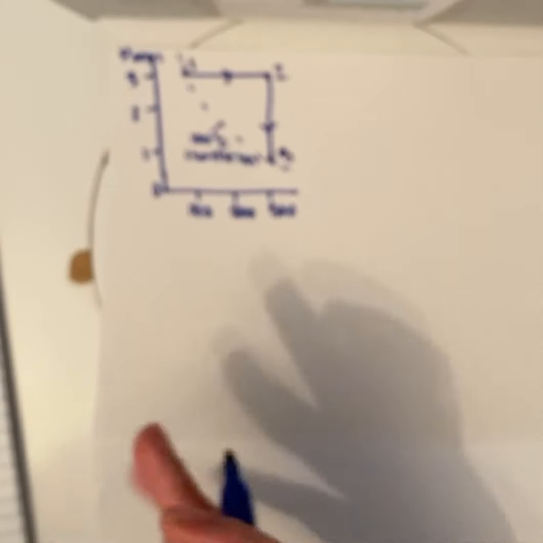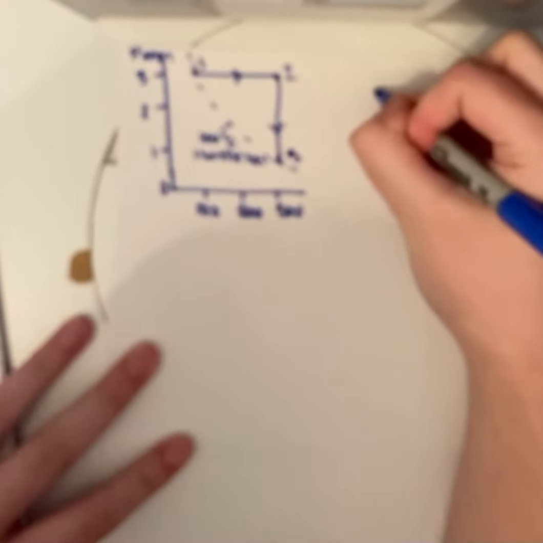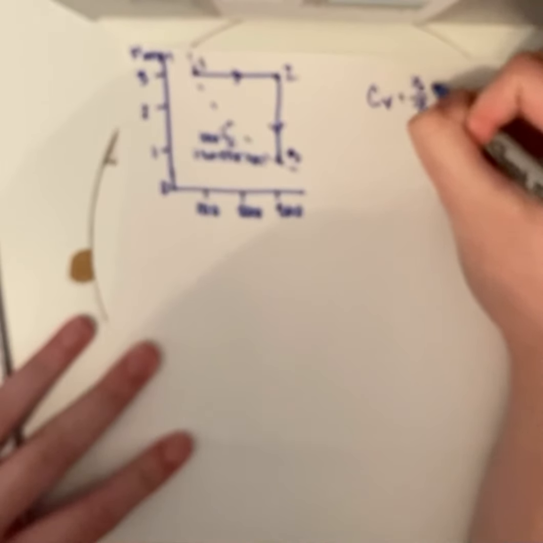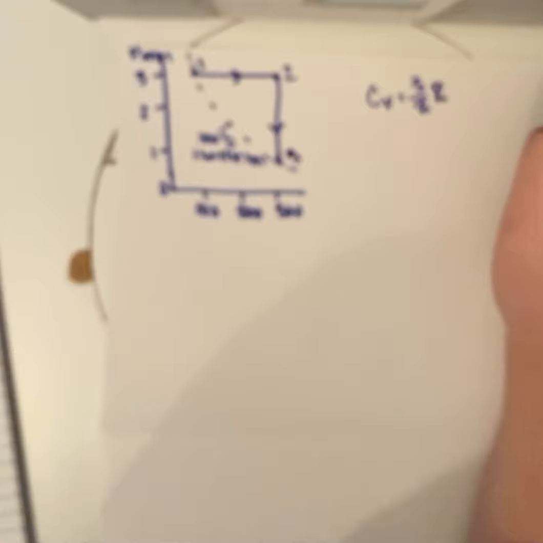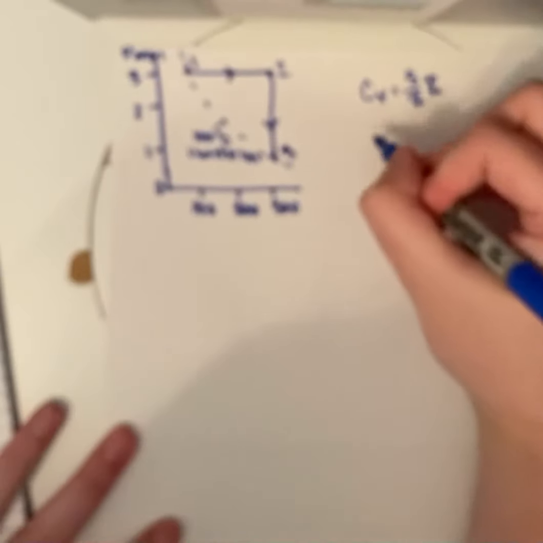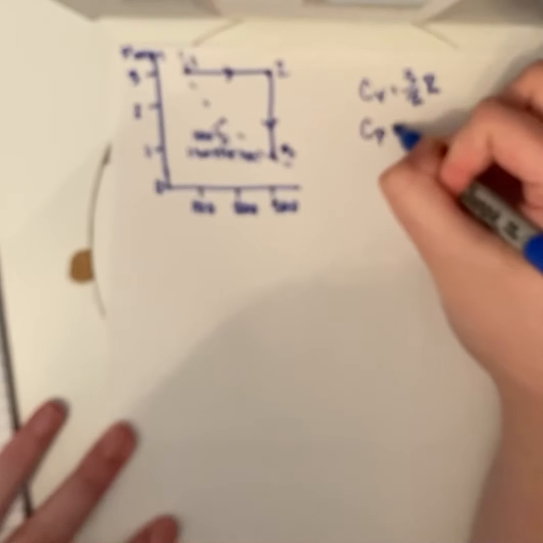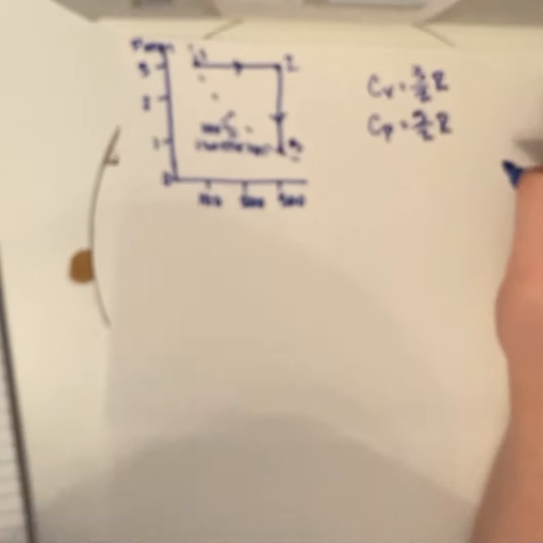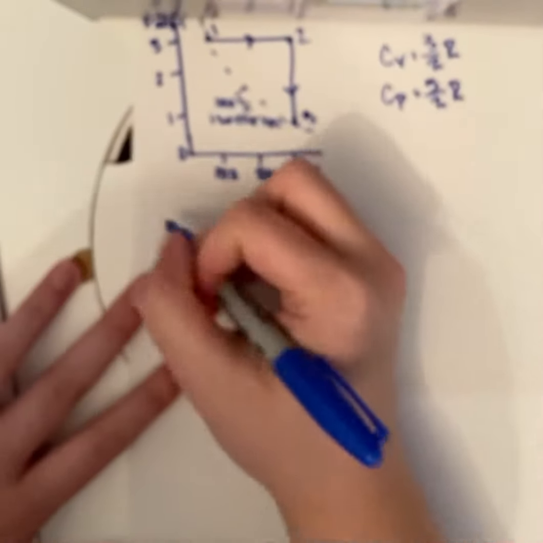So first, we know that our ideal gas equation that we can use is CV equals 3 over 2R. And this is just from the textbook. So this is going to be for a monatomic gas. And then for a diatomic gas, it's going to be CP equals 5 over 2R. And then from there, we could write down our known values.